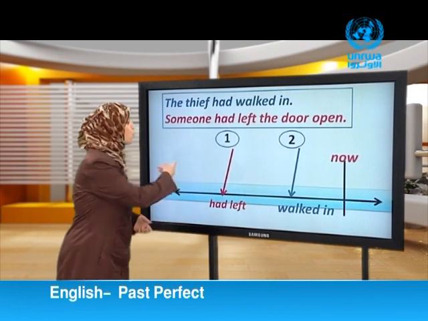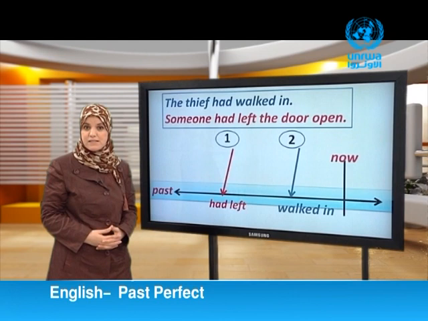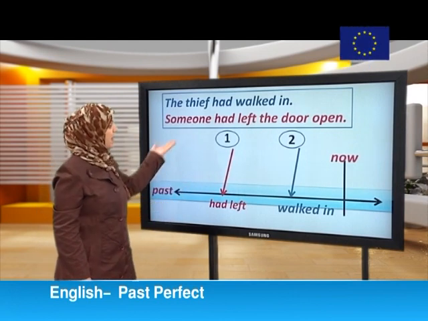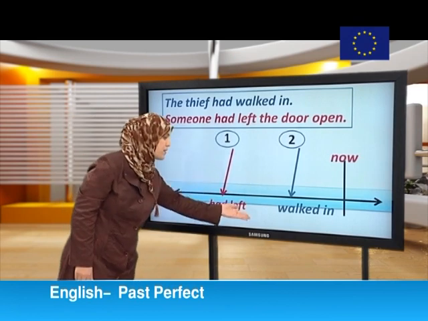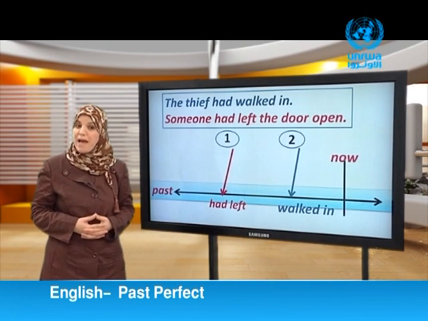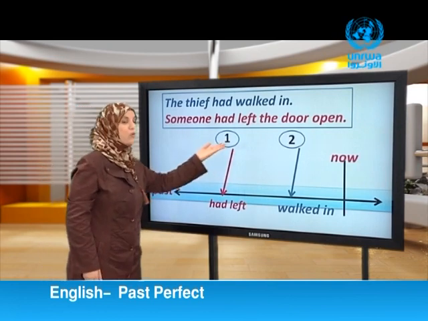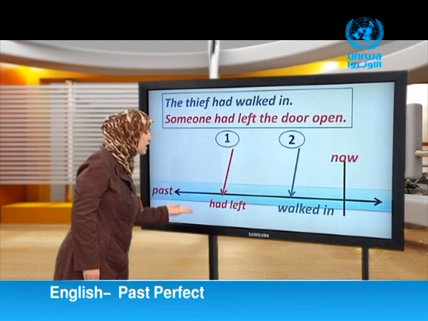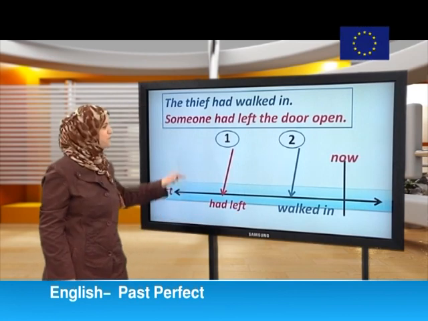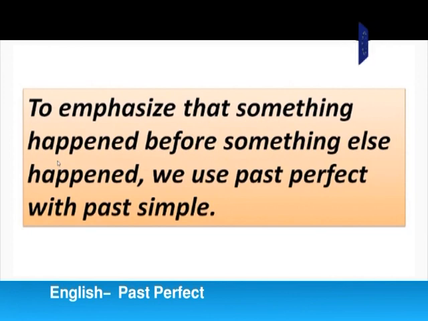And remember, two of these actions happened in the past. For the first action, we use the past perfect, and for the action that happened next, we use the past simple. So again, dear students, we have two actions. Both of them happened in the past, but one happened before the other. We use the past perfect to express the first action and the past simple for the second action. So notice, to emphasize that something happened before something else happened, we use past perfect with past simple tense.